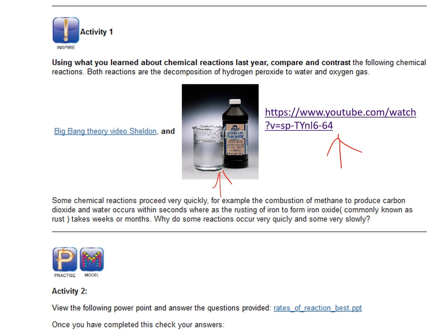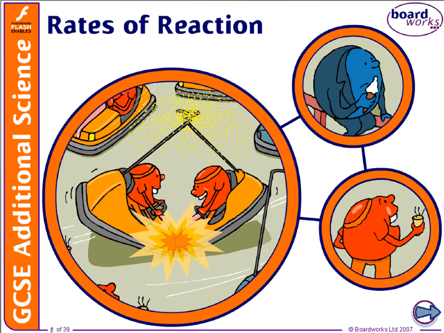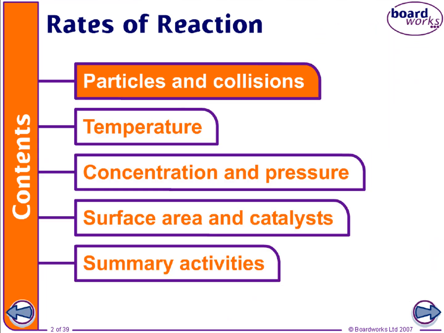Okay, so let's go on to this next activity. Rates of reaction. And they're the four things we're going to run through. So the particles are going to collide. That's what's causing the reaction. The temperature, the concentration, the surface area, and catalysts will all play a role in how quickly that reaction occurs.